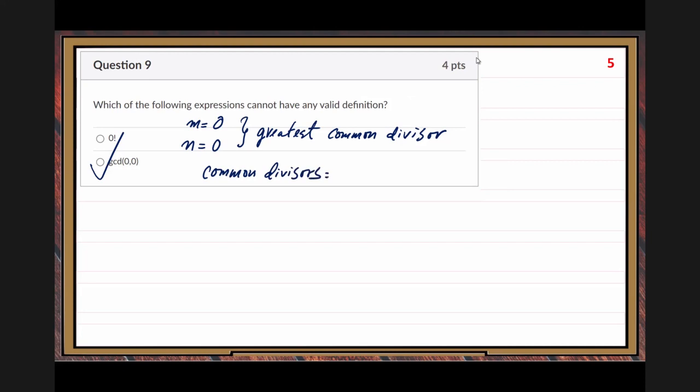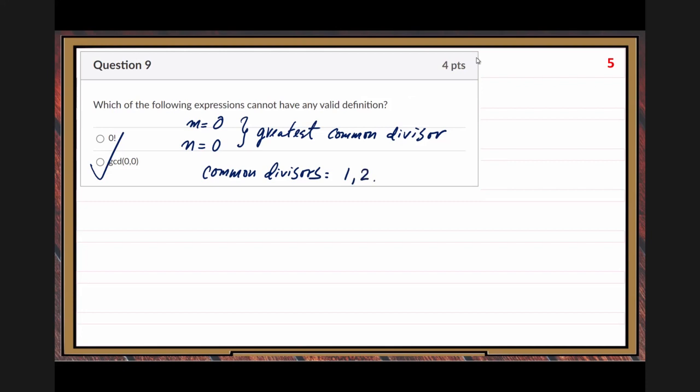Is 1 a common divisor? 0 over 1 equals 0, integer, right? Second 0 over 1 equals 0, also integer. You put 1 at the denominator, you get integer, right? So 1 is a common divisor, right?